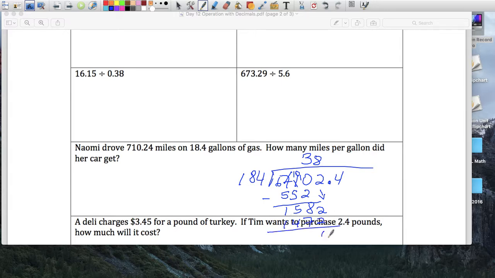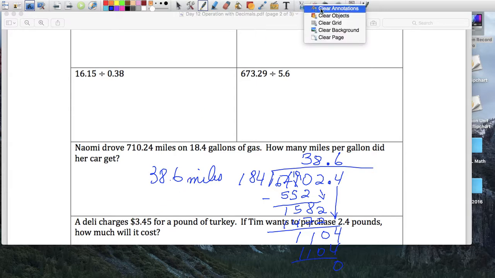1472. 8 minus 7 is 1, 5 minus 4 is 1, and now put the decimal up and bring the 4 down. Hopefully it's times 6. Yes, times 6 is exactly 1104. You can subtract and get 0. So every gallon of gas took her 38.6 miles. Wow, nice car.